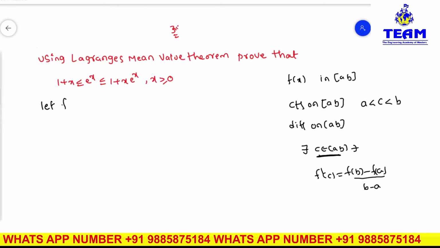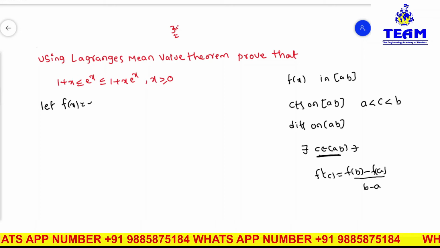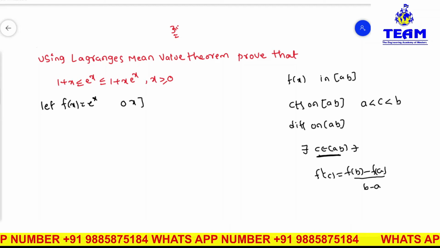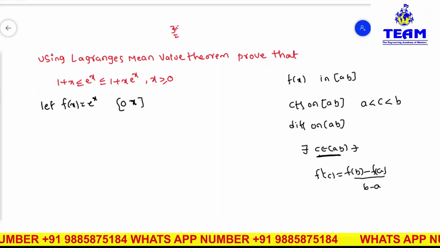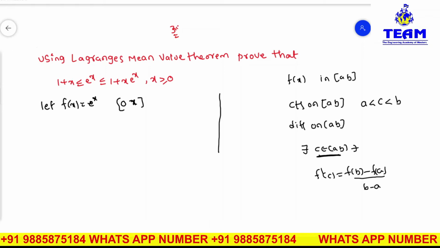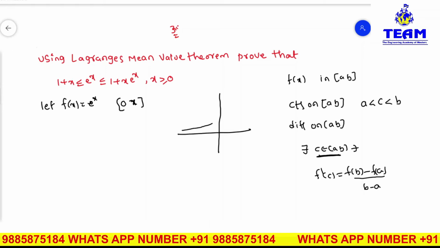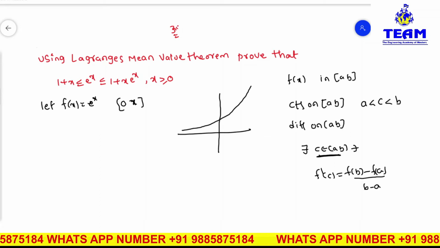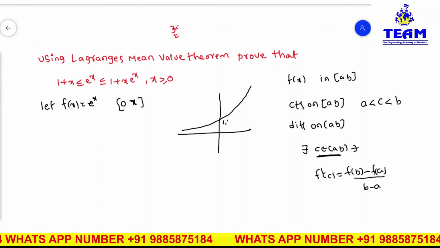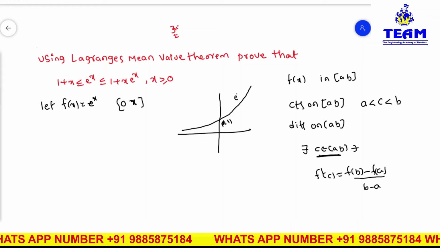Let f of x is equal to e to the power of x, which is defined on closed interval 0 comma x. Now you know that the exponential function is continuous or not. What is the exponential function graph you have? Like this we have graph. Yes or no? e power 0 is equal to 1. This is 0 comma 1. You can consider this is exponential function.